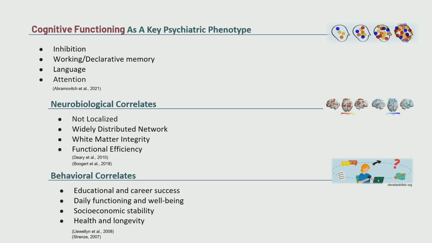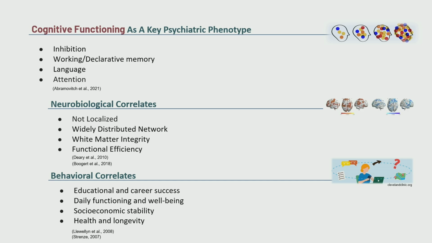So to start with, cognitive functioning involves attention, memory, reasoning, and many other functions that are necessary for our daily life and overall well-being. And in neurodevelopmental or psychiatric conditions such as ADHD, we see prominent deficits in different domains of cognition, which means that cognitive functioning is a strong candidate as a psychiatric phenotype.